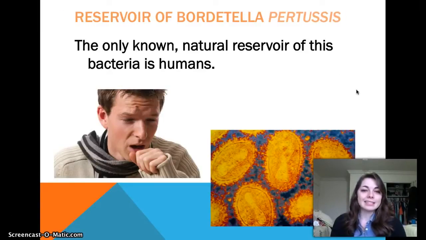And last, this is pretty quick, there's only one known natural reservoir of this bacterium, and it's humans. So lucky us. But that is the basics of the etiology of Bordetella pertussis, the main causative factor of whooping cough. And that's all I have for you today.